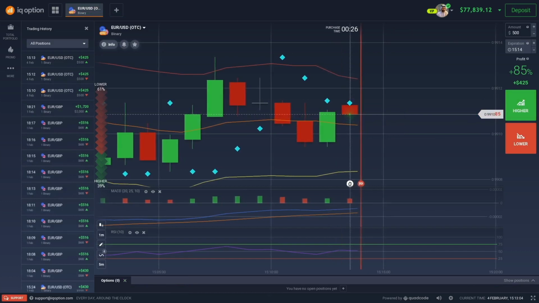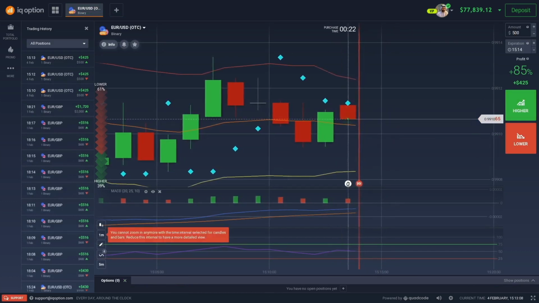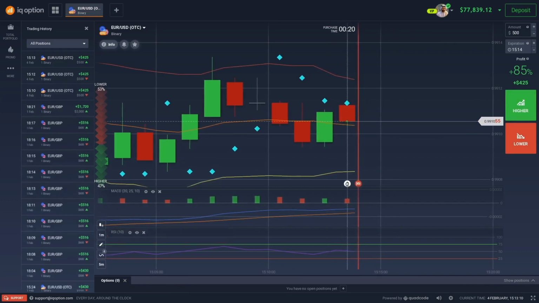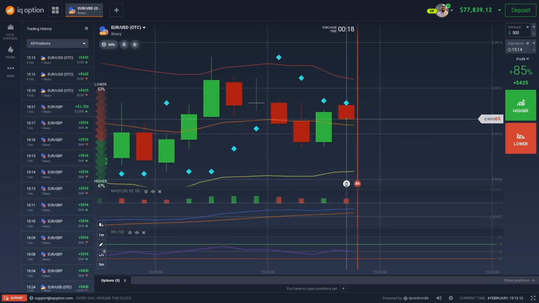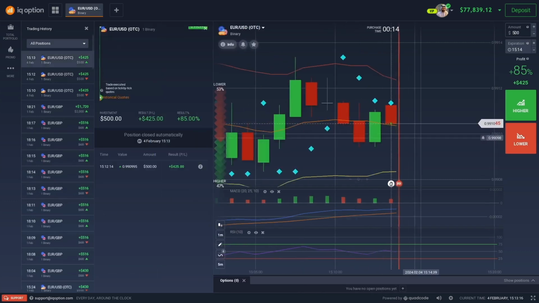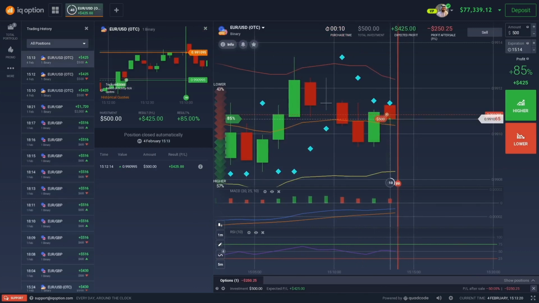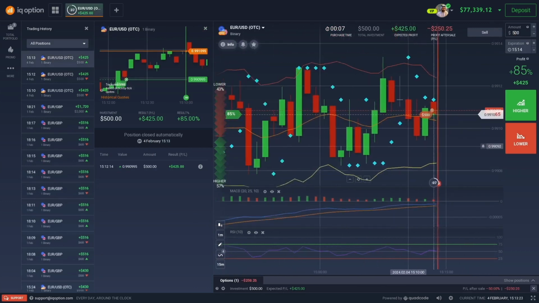$420, this one. So if you are new to the strategy, guys, you just took our course, please don't trade on any asset other than Euro USD because it's a little bit tricky.